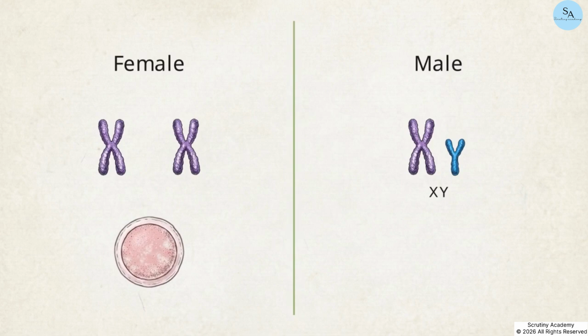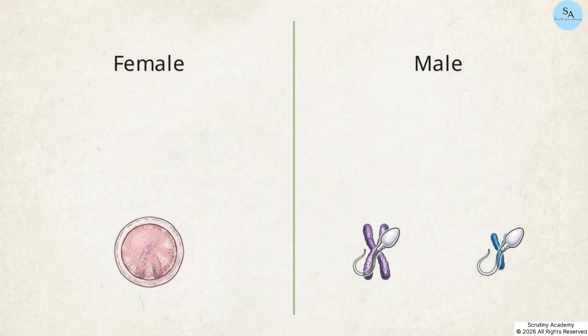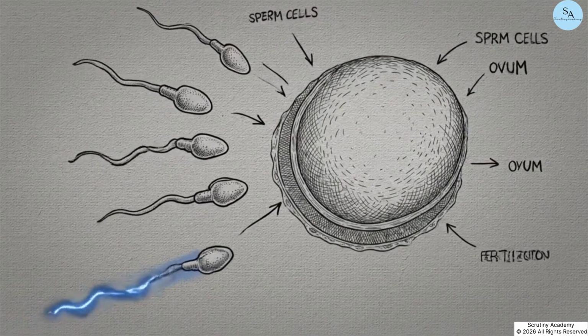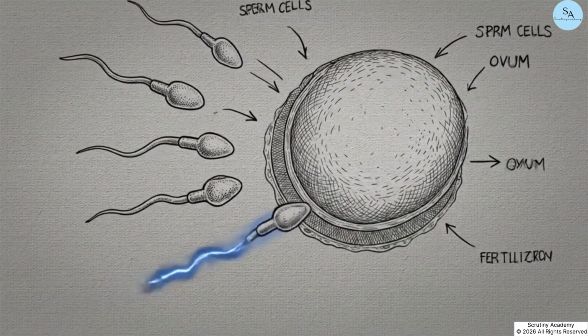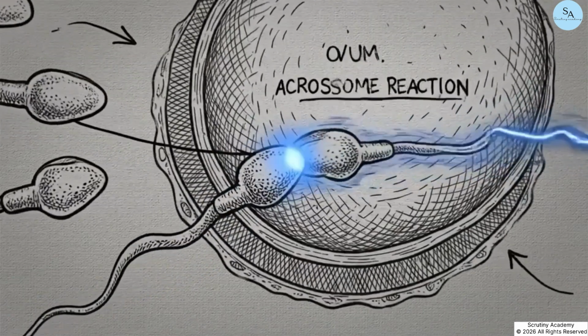Since females only have X chromosomes, every ovum they produce is an X. Males carry both an X and a Y, meaning their sperm can provide either. If a sperm carrying a Y chromosome fertilizes the egg, the result is a boy. The father's genetic contribution decides the child's sex.